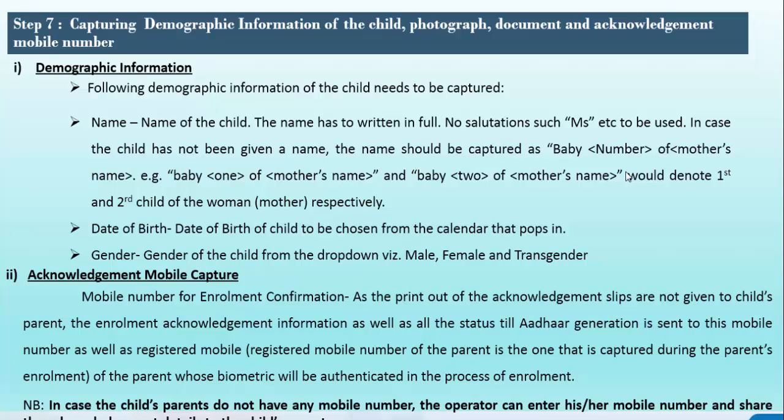So some residents will bring the birth certificate without the name of the children. In that scenario, we can just enter the baby name as baby 1 of mother's name, or baby 1 of father's name, as per the parents' availability or as per the guardian's availability. So that even without a name we can do the children's enrollments using the CLC client. It is applicable for ECMP also.